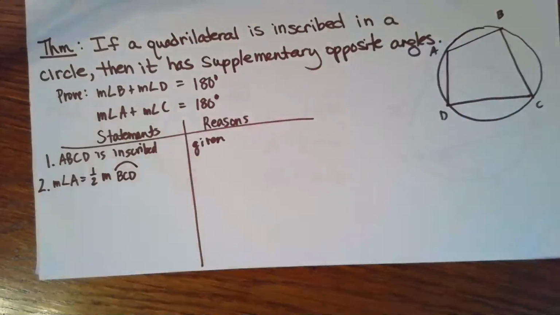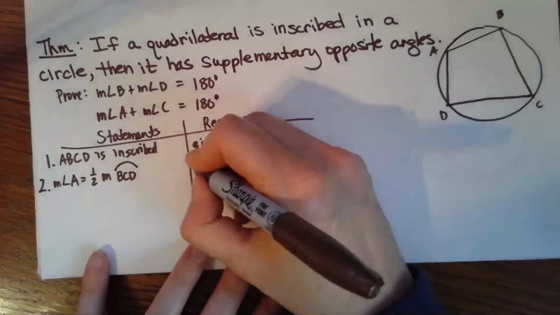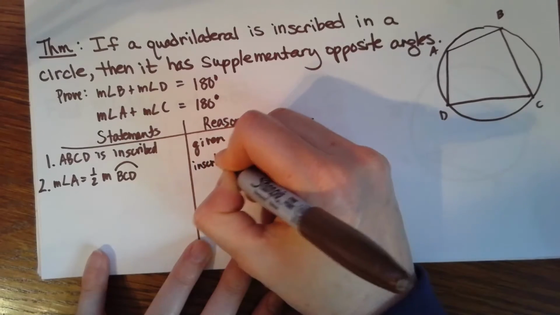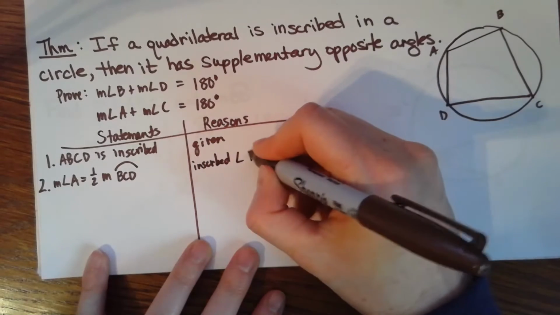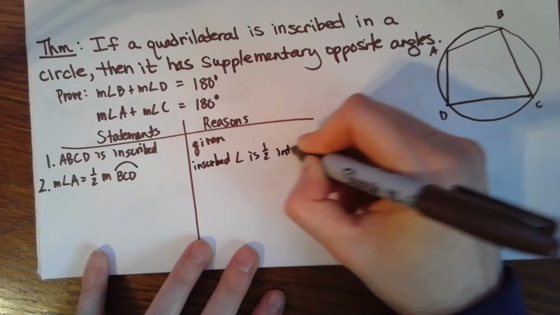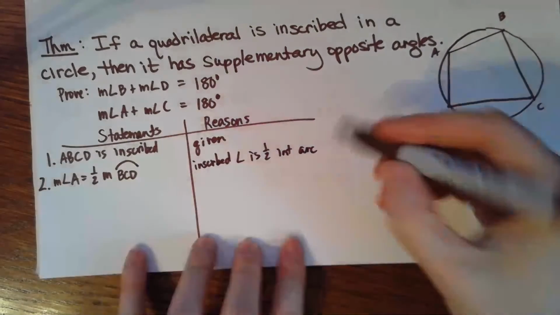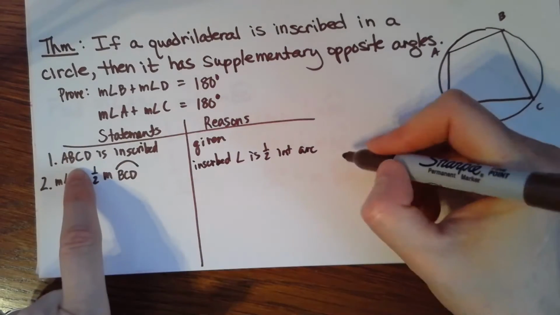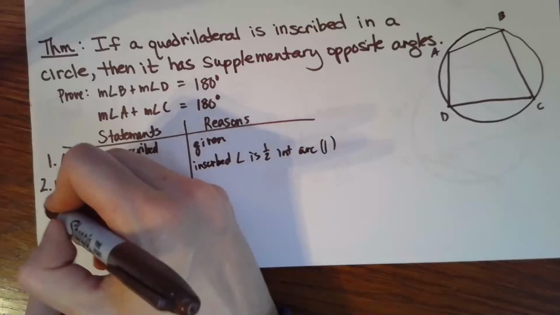Okay, so this is inscribed angle is half the intercepted arc. And we know that it's an inscribed angle because the polygon is inscribed from number 1.